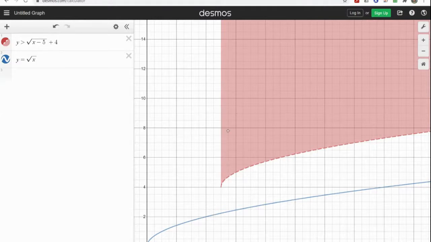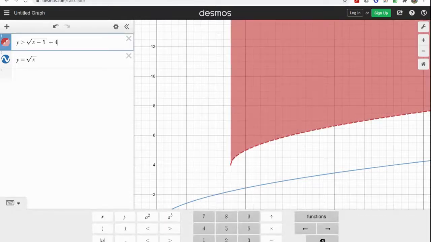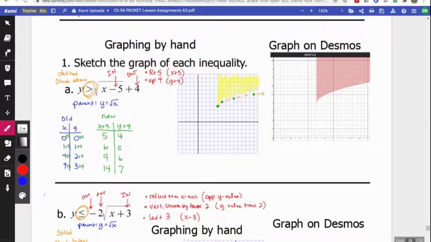That means any point in this shaded region that I plugged in for x and y in this graph would make a true statement. Anything outside or anything on the dotted line would make a not true statement. Okay, so it's important to realize the difference between a dotted and a solid line.